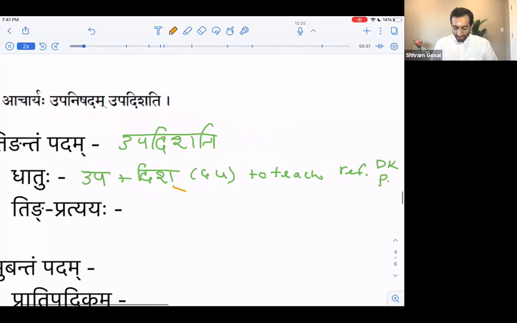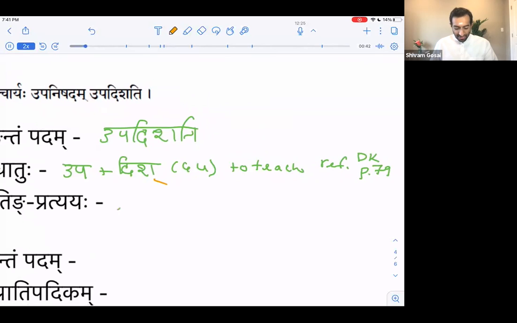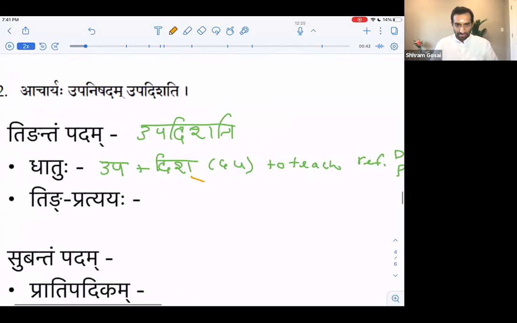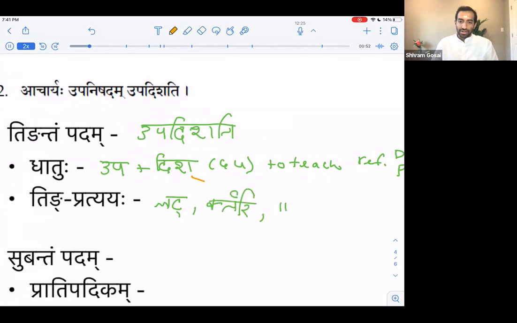This is on, if you go to your dhatu kosha, it's page 79, but no need to pull that up. If you just want to put that in your book, refer to dhatu kosha, page 79. You can find upa plus dish there and you'll see all the different meanings. Okay, so right, we know that this looks pretty straightforward. So yeah, it is, right? Lat lakara, kartri prayoga. And this is pratama purusha ekavachana.